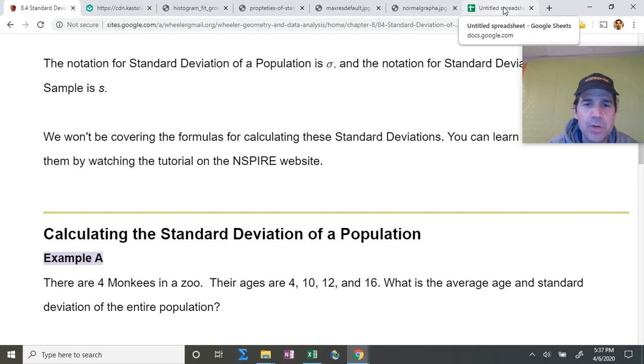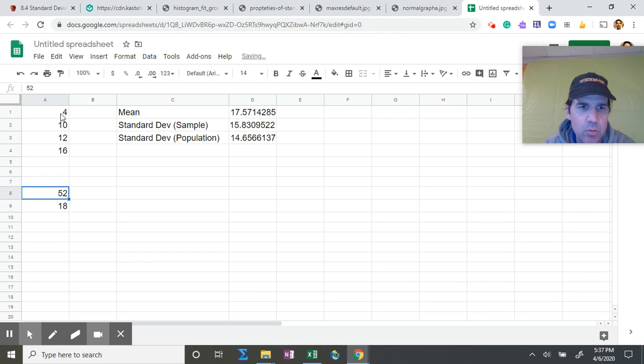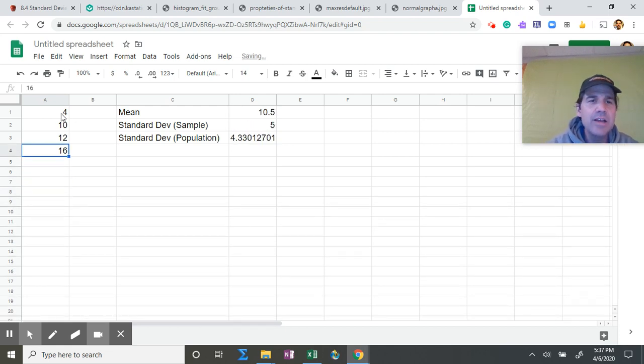If I go back to my spreadsheet, I'm going to change this to 4, 10, 12, and 16, and delete the rest of these, because I don't want them. Because it's a spreadsheet, it instantly solves everything for me. So my mean is 10.5. The standard deviation of my sample would be 5, but for the entire population it would be 4.33. Since this was the entire population in the zoo, that is my solution.